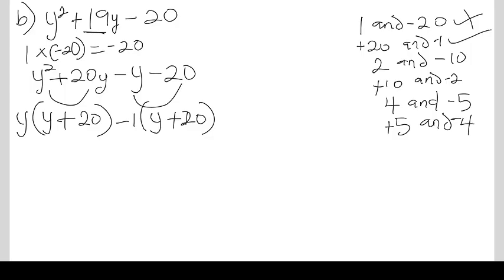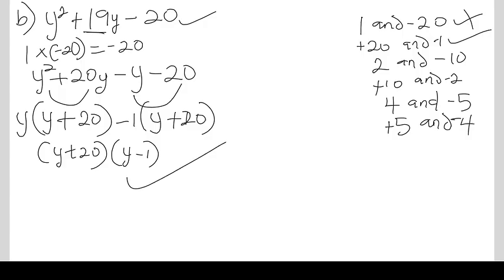So we just write one of them out, which is going to be y plus 20. Then we write y minus 1 that is outside, also in another bracket. So factorizing the expression given to us, the answer is this. We have factorized it in such a way that it becomes the product of its two factors, which are y plus 20 and y minus 1. So factorizing y squared plus 19y minus 20 gives y plus 20, open bracket and close bracket, then open bracket again, y minus 1. And this is how you solve this.